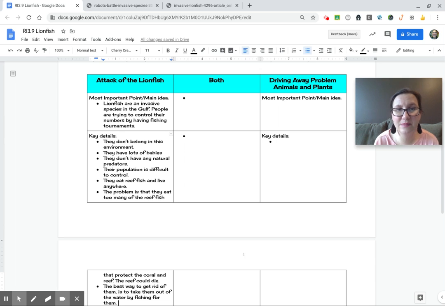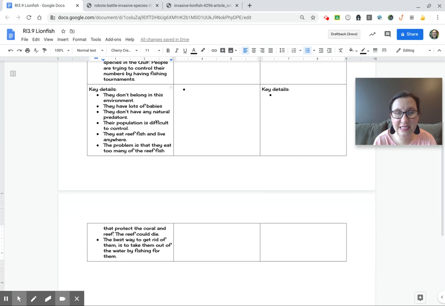Go ahead and look at the most important point of both the article called Attack of the Lionfish and the article called Driving Away Problem Animals and Plants. Are there any similarities between the two? How are these articles' big ideas alike? I think you can probably think of at least one way. You can fill that in here now. And then let's move on to the next section, key details.